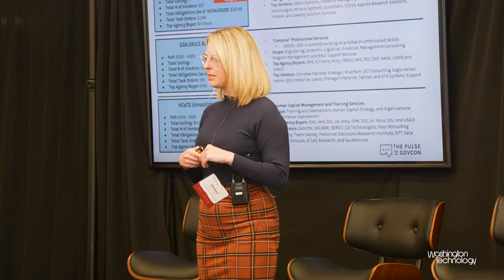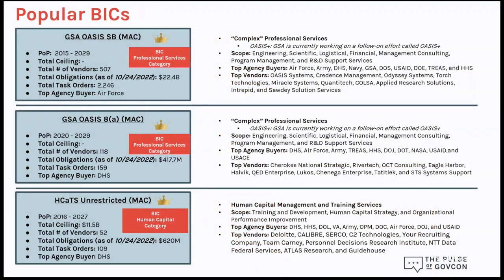A few more. Next is Oasis Small Business. Again, a very popular vehicle. Air Force is actually the largest buyer under Oasis Small Business, with over 2,000 task orders being issued, $22 billion being spent, and 507 vendors being on the list. And again, it really ranges the gamut in buyers, for those complex professional services.